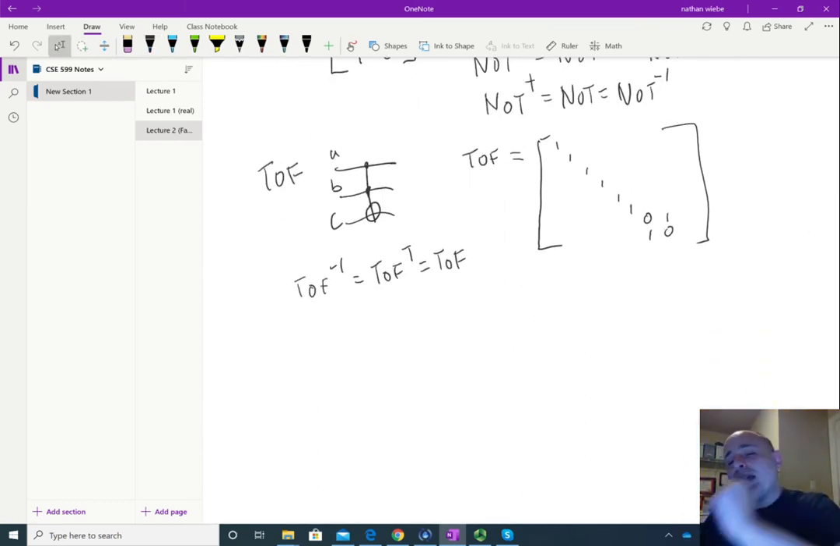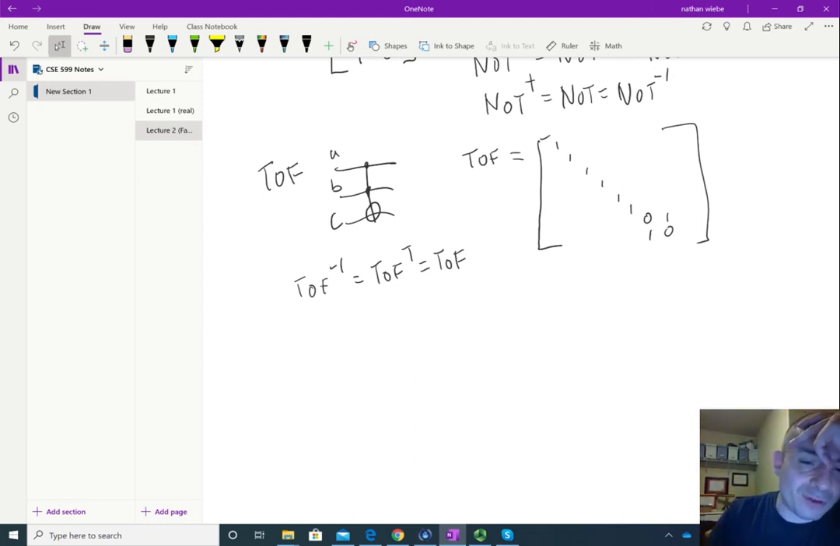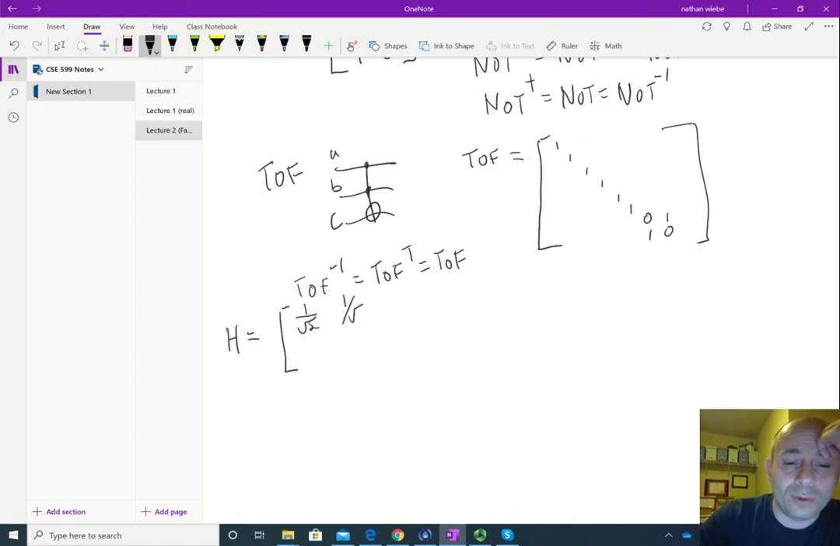Now, the final thing is, do all unitary matrices have to look like this? And the answer is no. There can actually be some very, very different and important unitary matrices. Perhaps the simplest, very different one that I can think of is the Hadamard gate. The Hadamard gate is a unitary matrix of the form 1 over root 2, 1 over root 2, 1 over root 2, negative 1 over root 2.